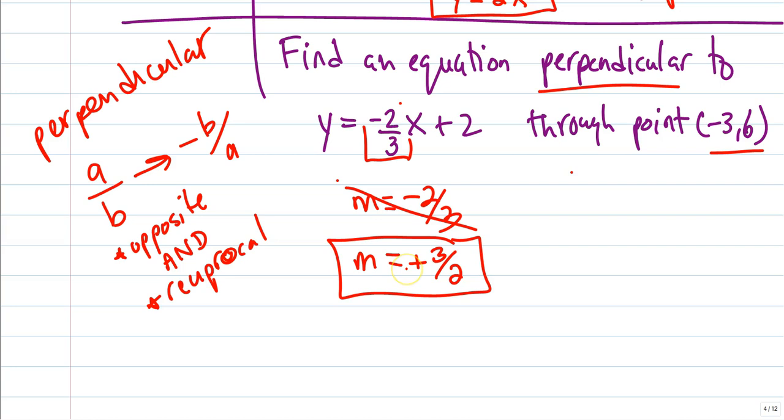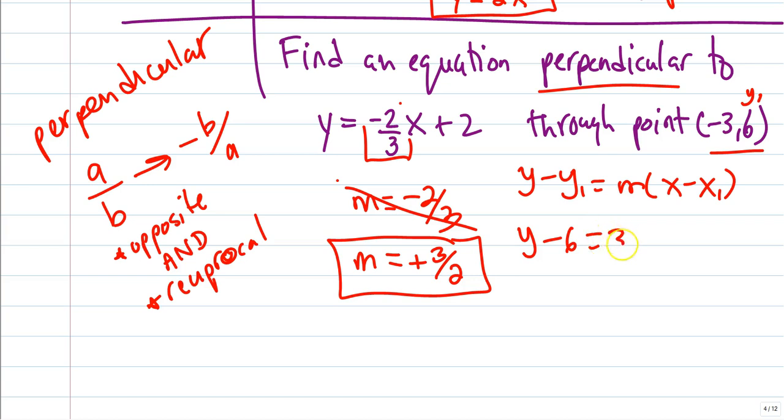So now I have a slope, I have a point. What do I do? Well, I have a formula for that. Y minus y1 equals m, x minus x1. Y minus, what's the y1? Well, that's the y value from the point. Y minus 6 equals m, x minus a negative 3. That becomes x plus 3.